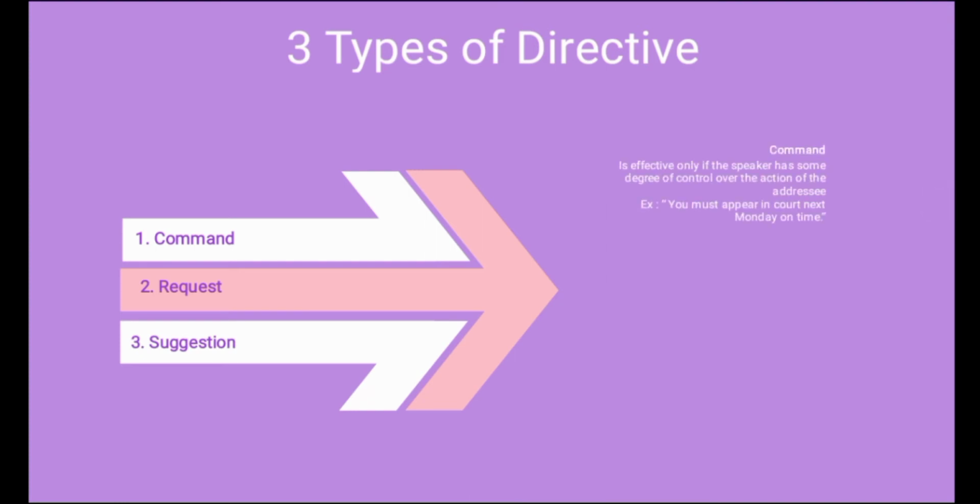Command is effective only if the speaker has some degree of control over the actions of the addressee. For example, when a boss says to an employee, "You must appear in court next Monday on time," that is a command. The next is a request. Request is an expression of what the speaker wants the addressee to do or refrain from doing. For example, when someone says to friends, "Please vote for me," it is a request.